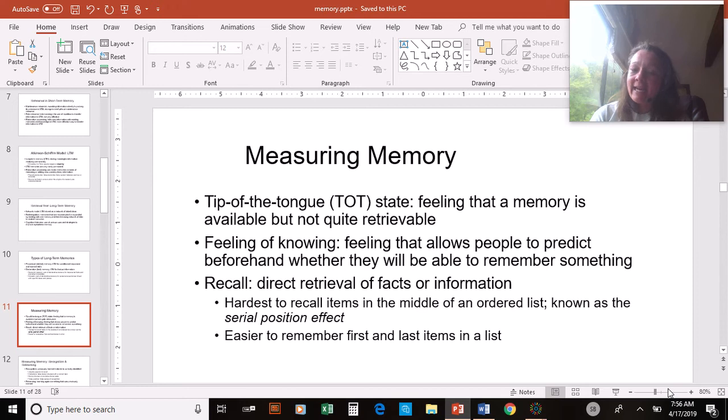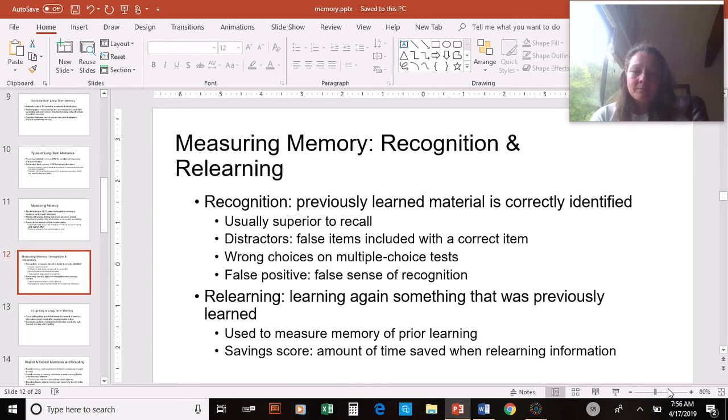And then we also have recall, and that's that direct retrieval of facts, and just like I said, we seem to kind of taper off in the middle of a list, but we seem to always remember the first and last things there. And then we also have recognition and relearning. So once again, that's important to our memory. It's important that we can recognize and remember stuff. And then it's important sometimes that we relearn something.